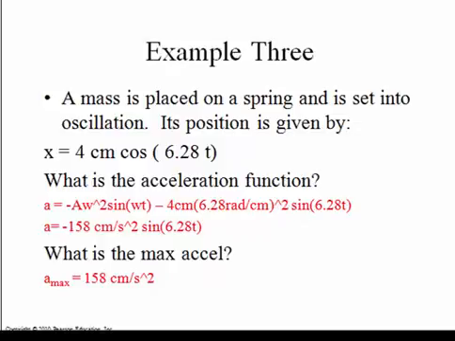What is the acceleration function? Using the acceleration formula, we get acceleration equals negative 4 times 6.28 radians per second squared times the cosine of 6.28 t. That gives us an acceleration function of negative 158 centimeters per second squared times the cosine of 6.28 t. What is the maximum acceleration? The maximum acceleration is simply 158 centimeters per second squared.